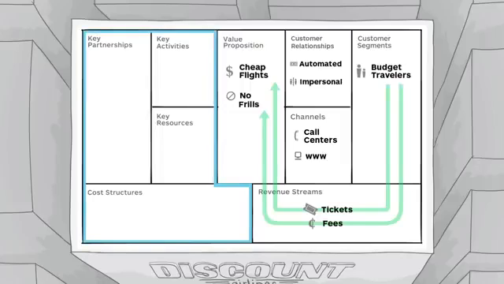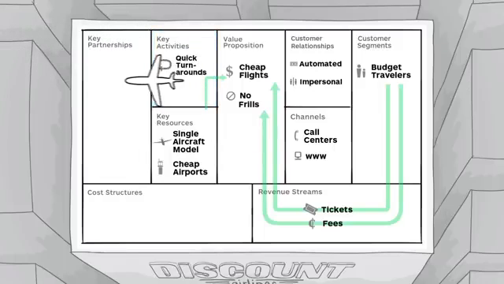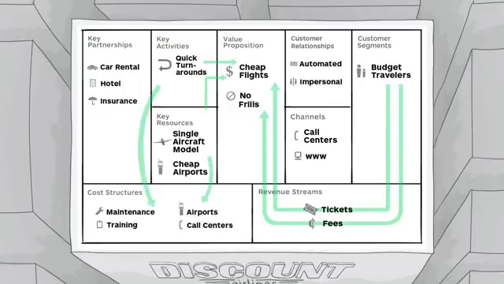The left side of the canvas is what's going on backstage. Like their choice of key resources, they reduce maintenance and training costs by using a single aircraft model for the whole fleet. And they only fly to cheap airports where it's cost efficient to land or where they even get paid to touch down. Planes that do land have quick turnarounds, so they get back in the air earning money as quickly as possible. And they form key partnerships with others in the travel industry, like car rental, hotel, and insurance companies. Finally, under cost structures, all maintenance, training, airport, and call center costs are trimmed to their lowest levels.